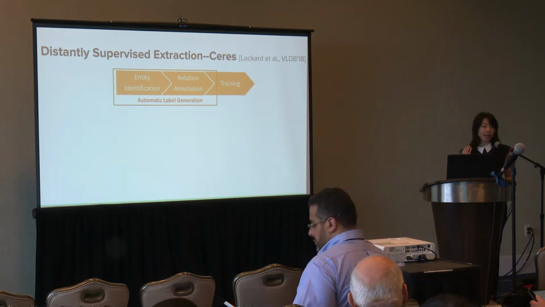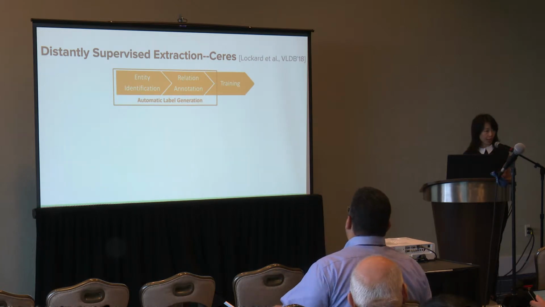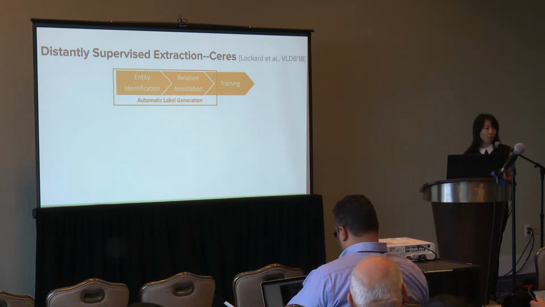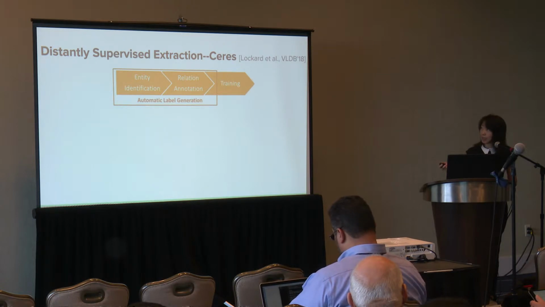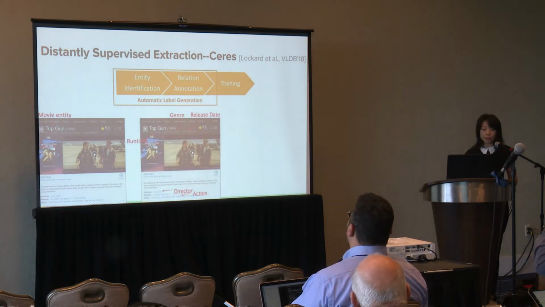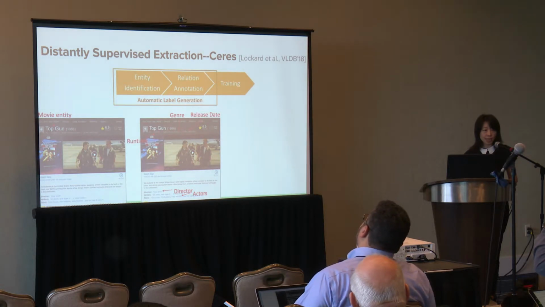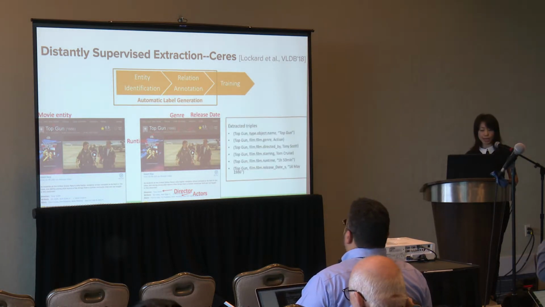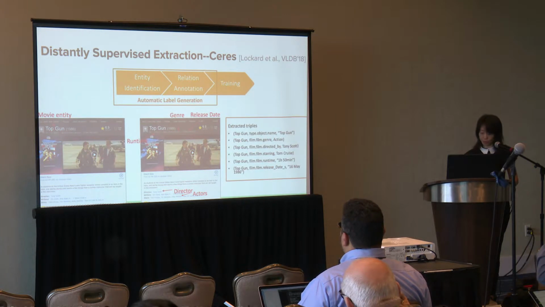And that makes the annotation very expensive and error-prone. And what we did, among many things, is that we split the label generation into two steps. In the first step, we identify the entities, which is the subject of the web page. And in the second step, we annotate the relationships. And we use that to do training and to extract more triples.